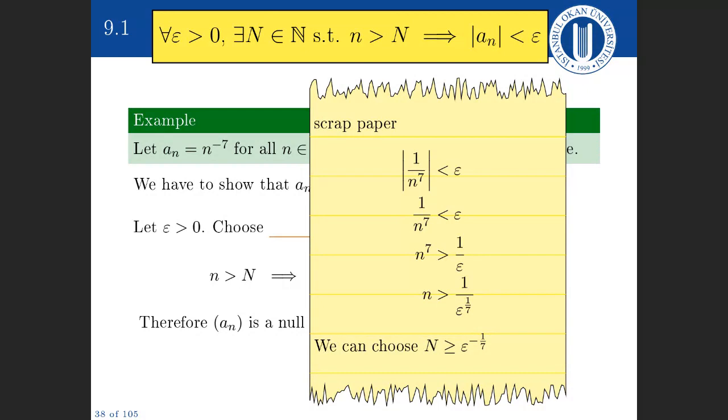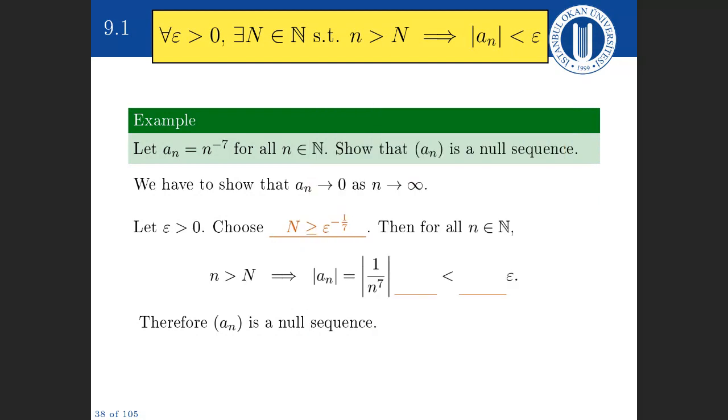Okay, get rid of the scrap paper. We can start filling in the answer. First, we're going to choose capital N greater than or equal to epsilon to the power minus 1 over 7. And then we can fill in the calculation. The absolute value of an is the same as 1 over n to the power 7. That's smaller than 1 over capital N to the power 7, which is smaller than epsilon.